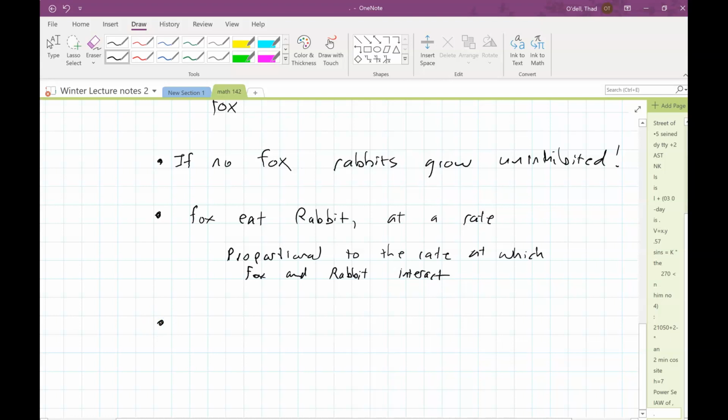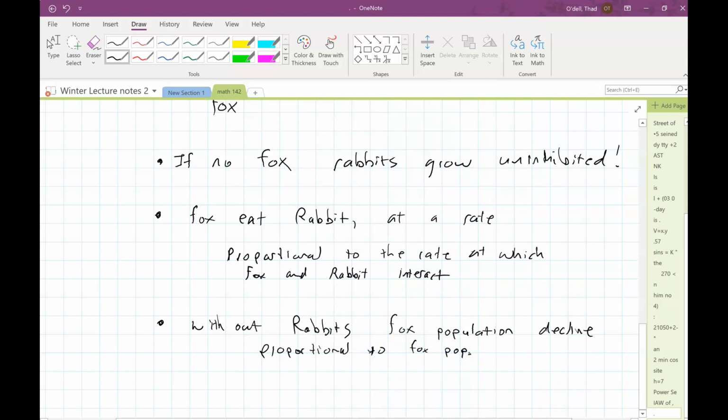Another assumption is without rabbits, the fox population declines, and that's proportional to the fox population.